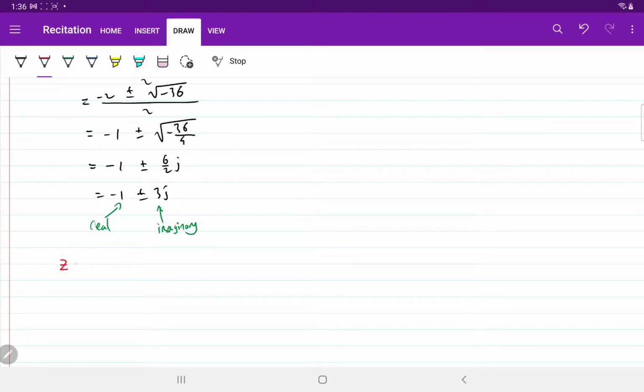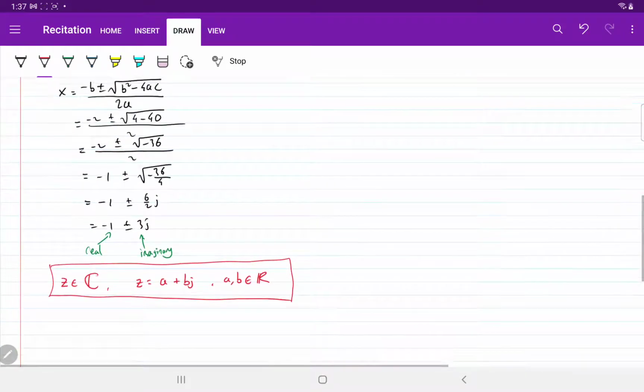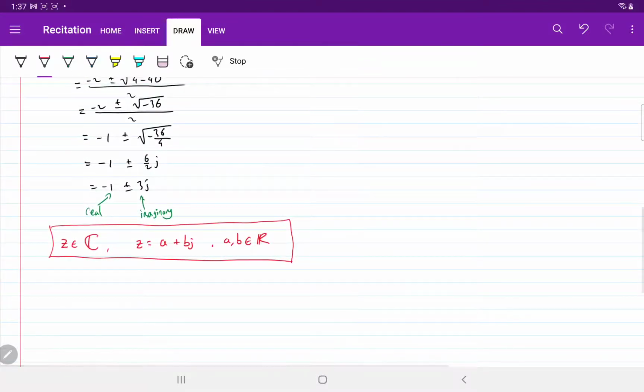So say z is a complex number, and the set of complex numbers is usually referred to as C. Then z can be written as a plus bj, where a and b are real numbers. Okay, so this is the general form of a complex number.